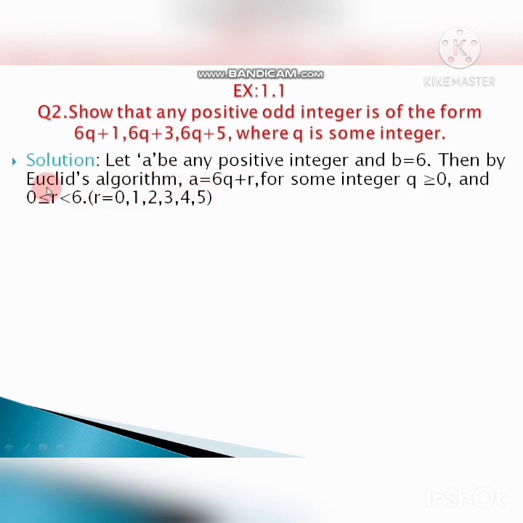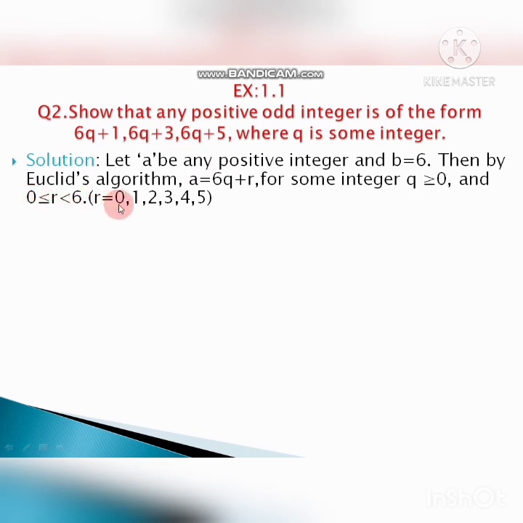Now children, I said in the previous video also, whenever you hear the words Euclid's algorithm or Euclid's lemma, the first thing you should get in your mind is a equals bq plus r. So here, at the place of b, what is given? 6. So a is equal to 6q plus r, for some integer q greater than or equal to 0. Obviously q should be greater than or equal to 0, and the remainder r should be greater than or equal to 0 but less than 6, because the remainder should be less than the divisor. The divisor given here is 6, so r should be greater than or equal to 0 but less than 6.